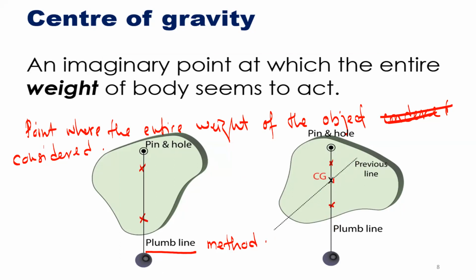If you want, you can do the third time. So you can do it on the other side. You will still find that if everything is correct, all three lines will pass through one point. It will coincide at one point. That is the point which is known as the center of gravity. Okay, this is using the plumb line method.